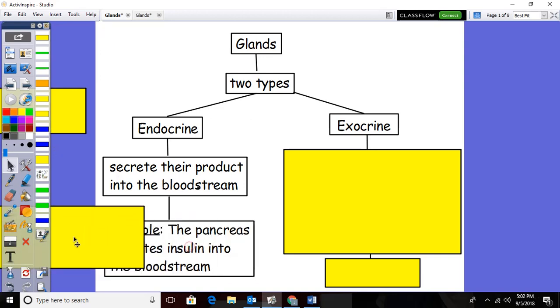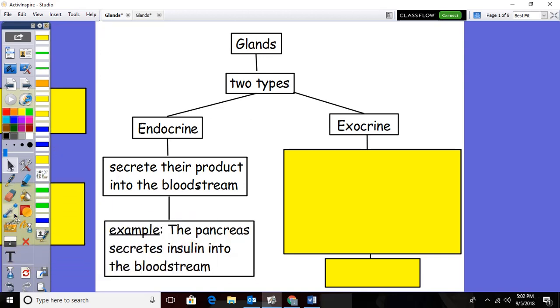The example that I'm going to give you is your pancreas. You'll see later on in notes that your pancreas is actually both an endocrine gland and an exocrine gland because it does two different things. When it's serving as an endocrine gland, it's secreting insulin into your bloodstream. Insulin helps control your blood sugar. That gland is secreting its product directly into your bloodstream, with no ducts involved, which are passageways. That makes it an endocrine gland.